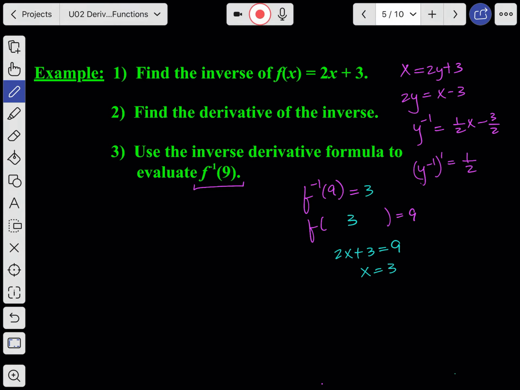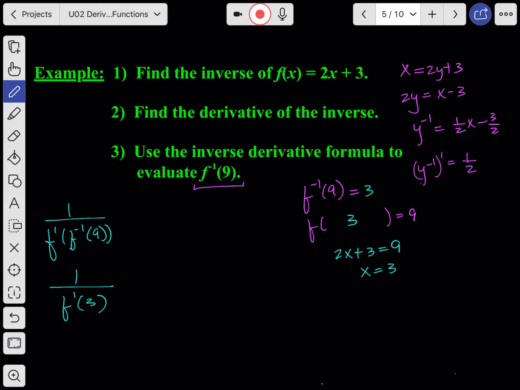Okay, so what does that mean? Well, let's come back to our formula. I have 1 over f prime of f inverse, and we're evaluating it at 9. Well, all of this, f inverse of 9, is equal to 3. So let's make a substitution: 1 over f prime at 3. Well, what is our f prime?